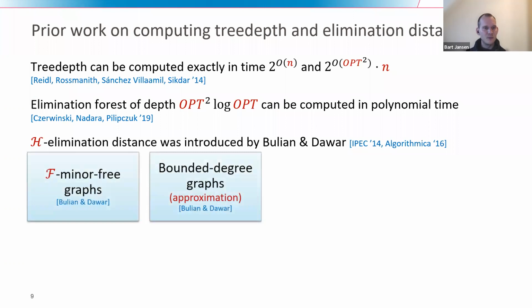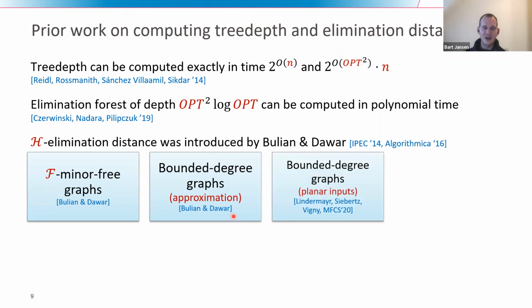When it comes to computing the H elimination distance of a graph, where you can stop as soon as your intermediate graph belongs to H, there's been a lot of work in recent months and years. The concept was first applied to parameterized algorithms by Bulian and Dawar, who used it as a parameterization to solve the graph isomorphism problem. In their work, they showed that when H is a class of F-minor free graphs, you can compute this distance exactly. And when H is a class of bounded degree graphs, they gave an approximation algorithm.